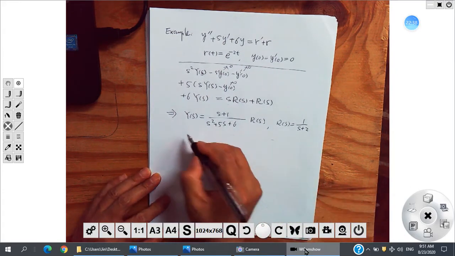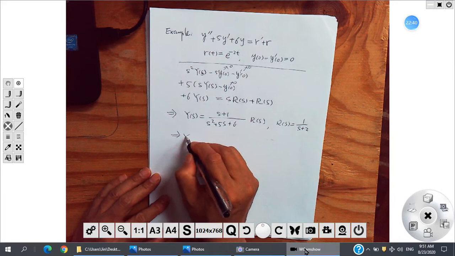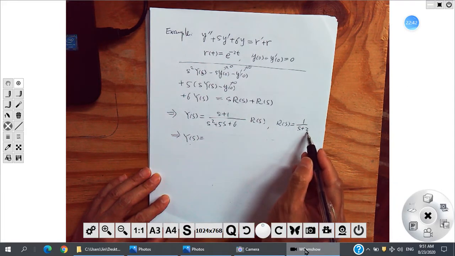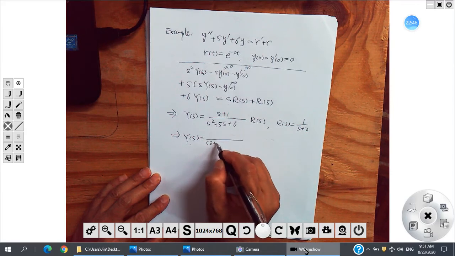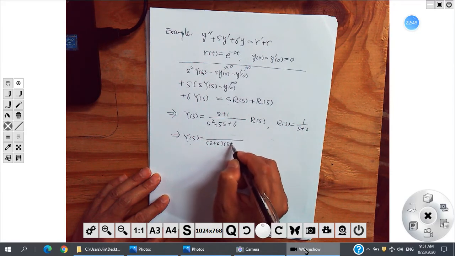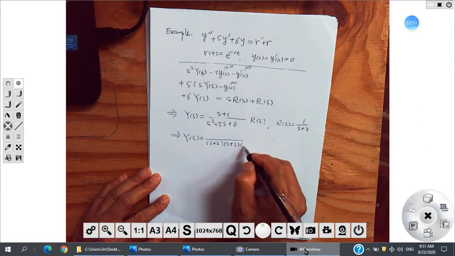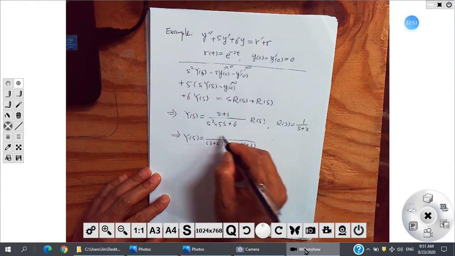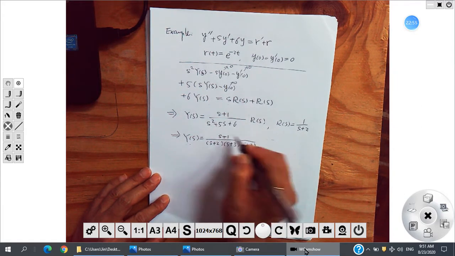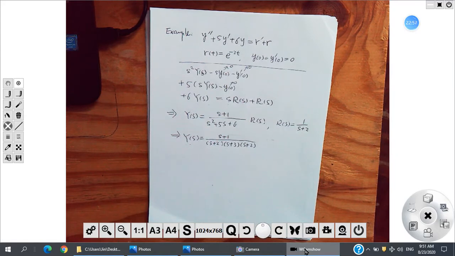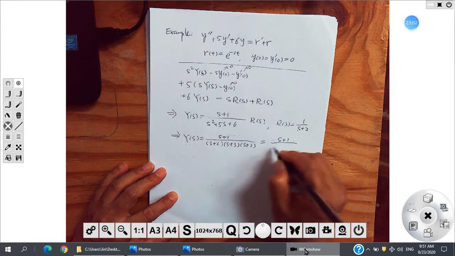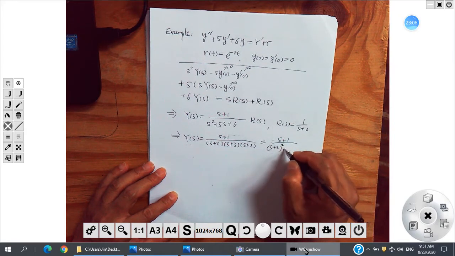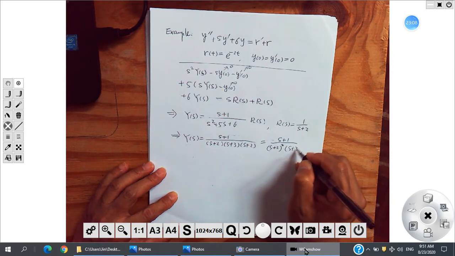Okay, so we have Y(s) equal to, you put this in, this one can be written as (s plus 2) times (s plus 3), and we have another s plus 2 in the numerator. So we have the result in the S domain. The output in the S domain is (s plus 1) over (s plus 2) squared times (s plus 3), right? These two are the same, so I put them together.